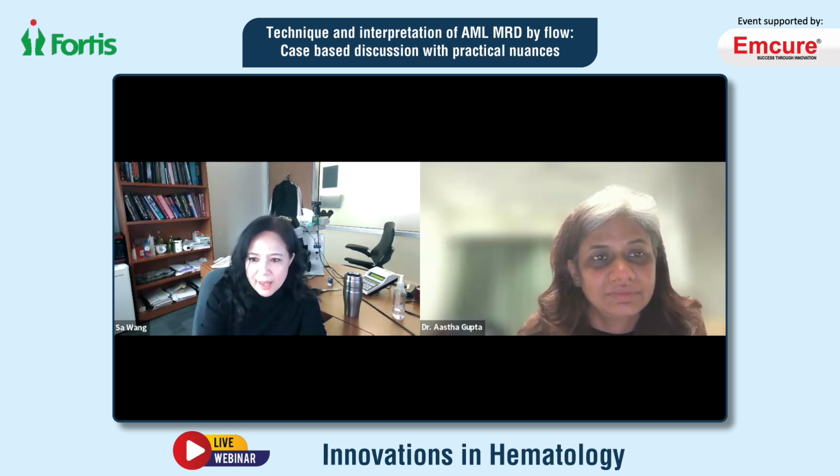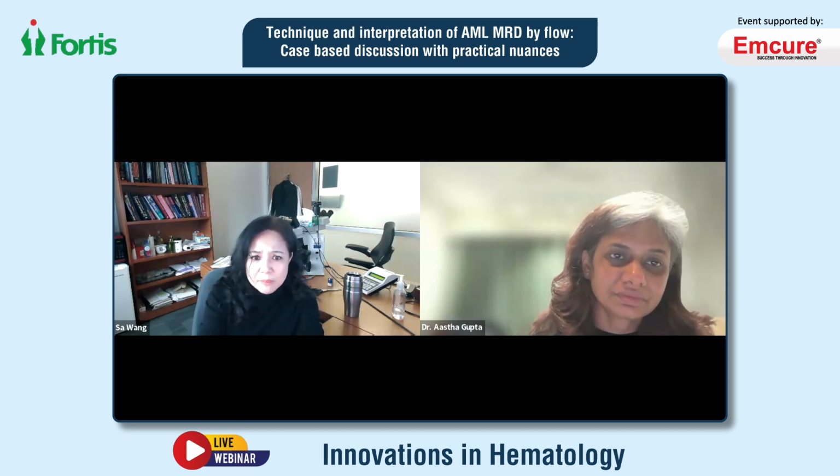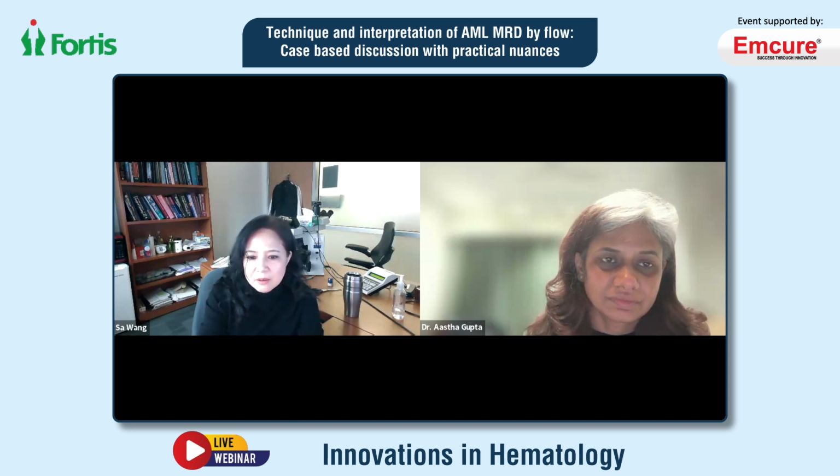Now we're mostly okay. And also for day 21, it's very important to compare the leukemia-associated immunophenotype to the pre-treatment, because they don't really change that quickly.